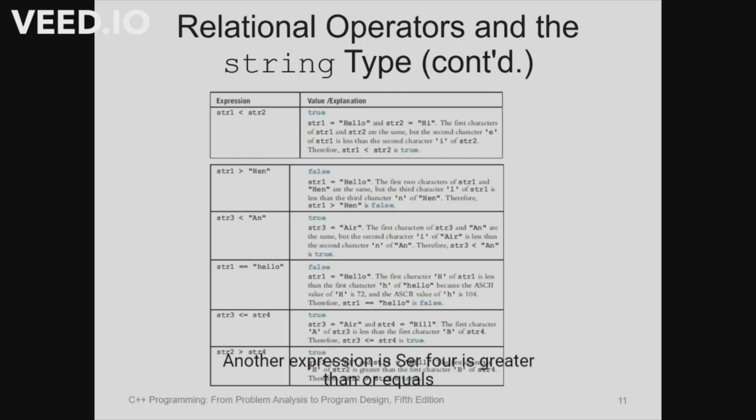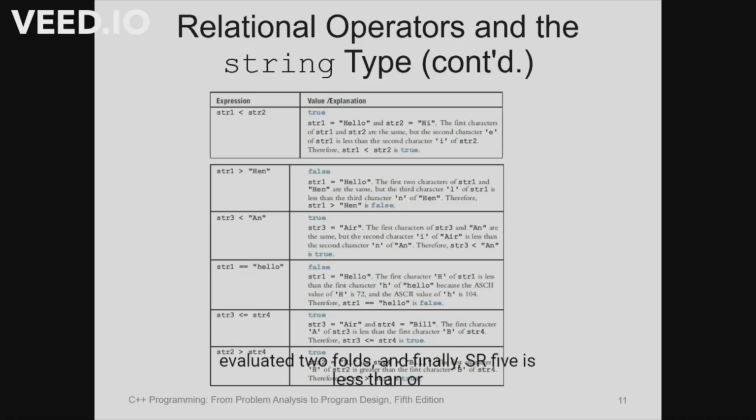Another expression is str4 is greater than or equals to Billy. Take note again that str4 contains the word Bill. The first up to the fourth position of str4 are similar to the word Billy, so Bill is the same as Billy up to that point. But str4 only goes up to L, and we cannot compare any more characters against Y. So Billy is the larger string. Therefore, str4 greater than or equals to Billy evaluates to false.